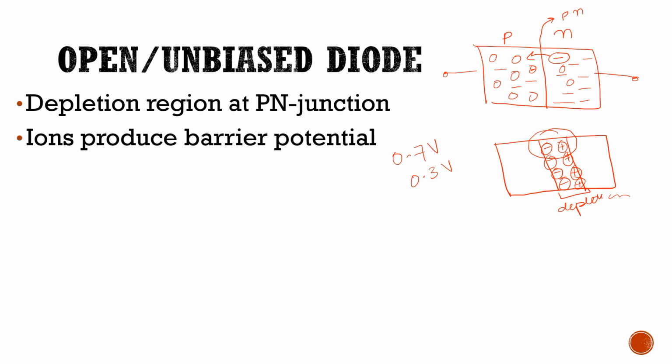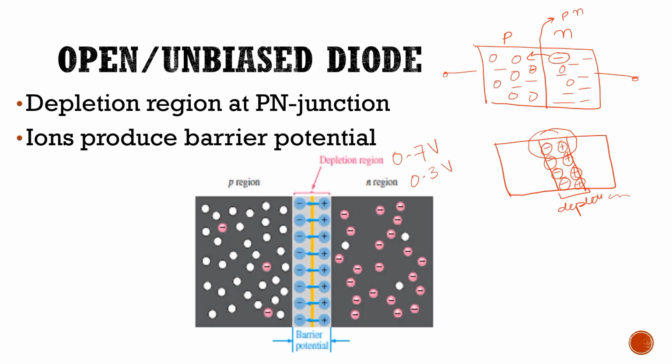Now, in an open or unbiased diode, an electric field is set up across the depletion layer between the N-type and P-type material, and the direction of this electric field is from N region to P region.